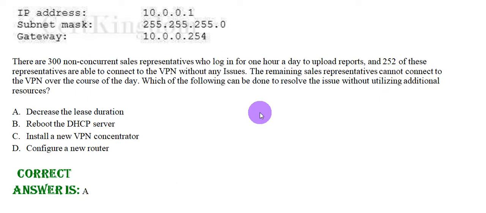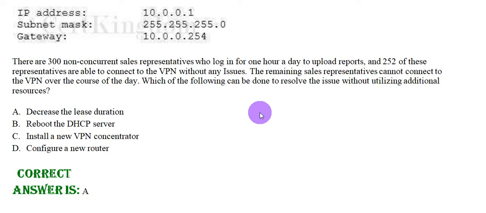There are 300 non-concurrent sales representatives who log in for 1 hour a day to upload reports, and 252 of these representatives are able to connect to the VPN without any issues. The remaining sales representatives cannot connect to VPN over the course of the day. Which of the following can be done to resolve the issue without utilizing additional resources?